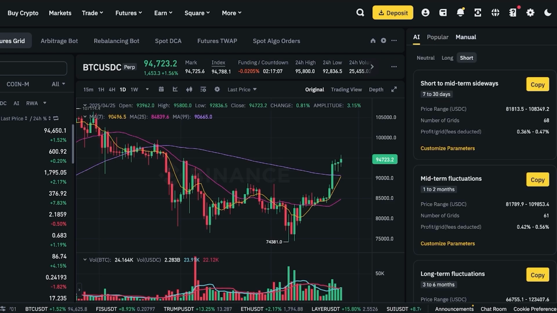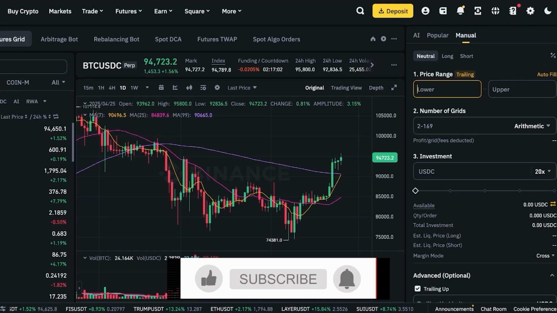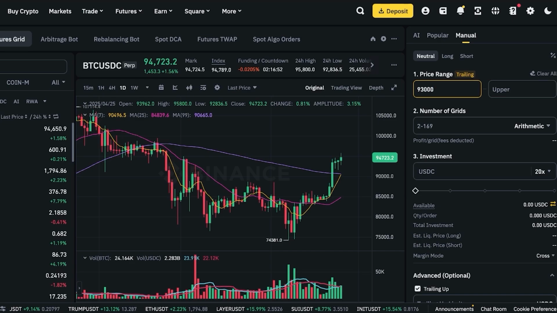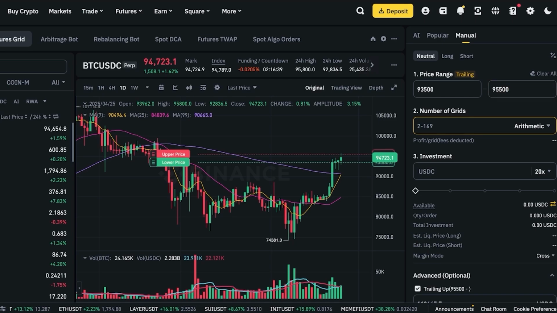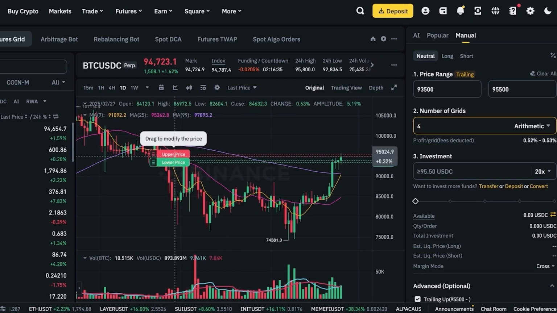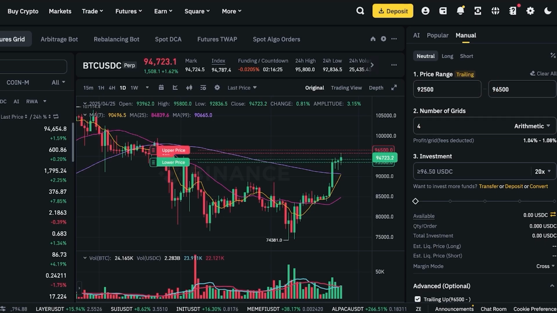But if I want to put in my manual one, currently the price is 94,700 and something. The lower price I'm gonna go for is 93,500. I think that's going to be a reasonable expectation. And then the upper price, I don't want to bet more than like 95,500. And then we can choose the number of grids. You guys can see it's going to visualize it for you as well. And let's say I want to increase my price range, so 92. And you guys can see I've expanded it.